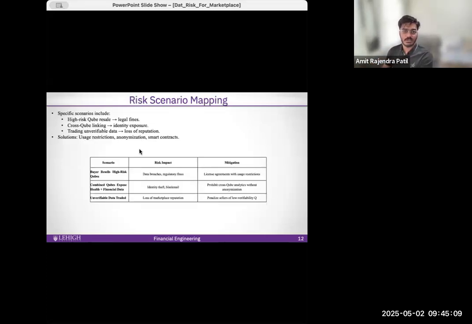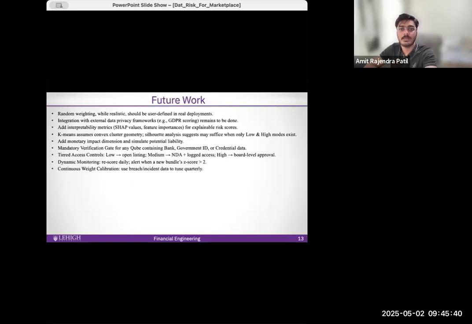The risk scenario mapping. Here I'll just fast forward because others also need time. If a buyer resells the data moving forward, that remains high and will impact our risk scoring. A combined cube of health and financial data again gives a huge exposure to risk. Any kind of unverifiable data traded is a risk for ourselves as well.